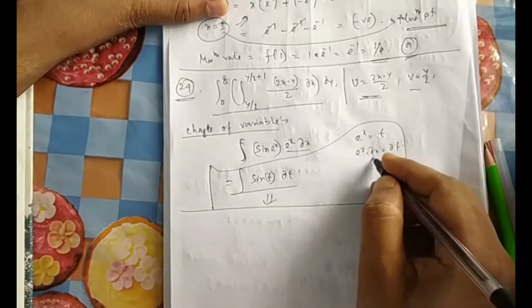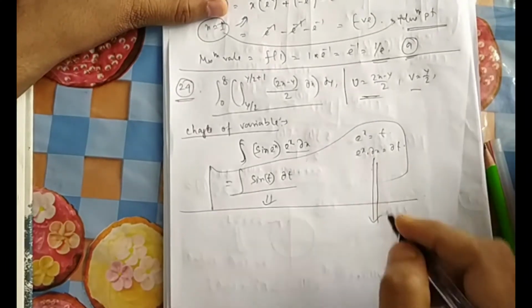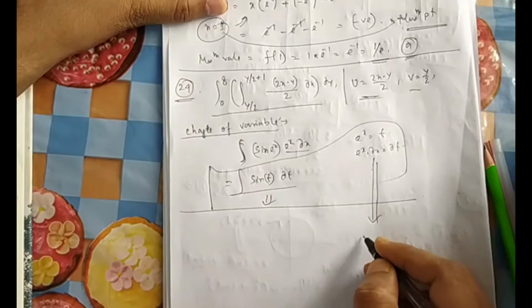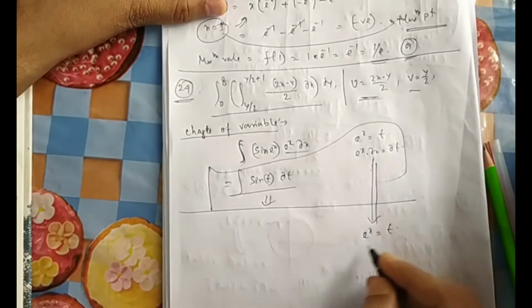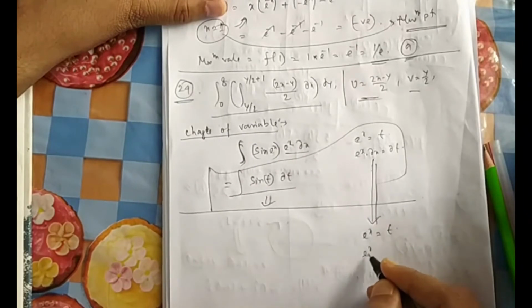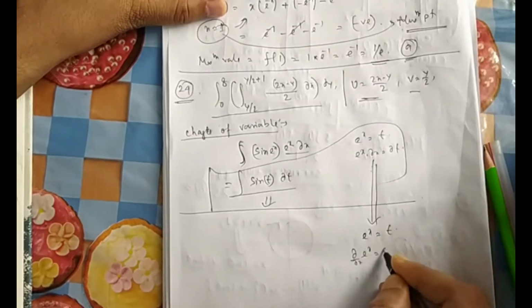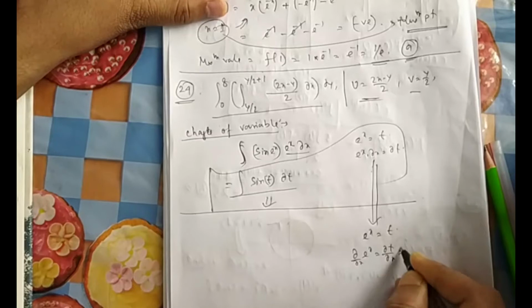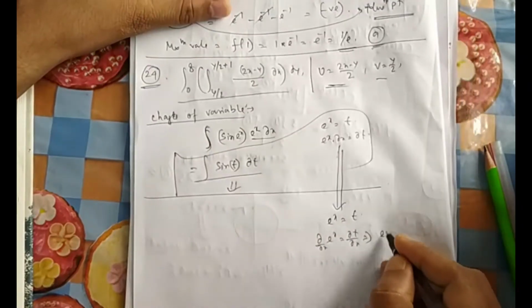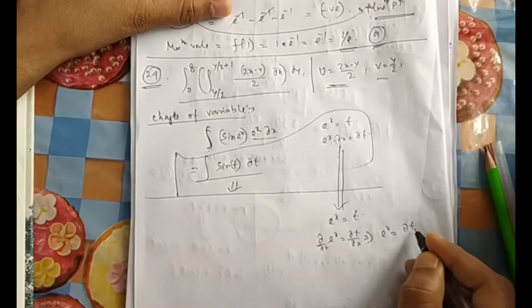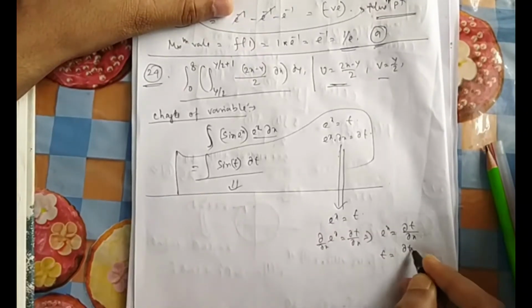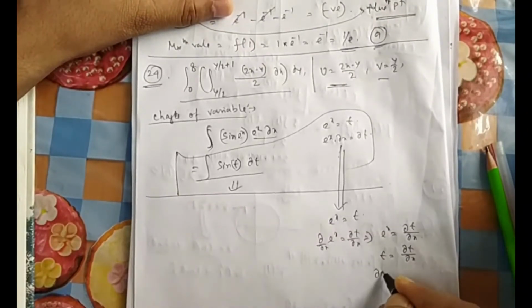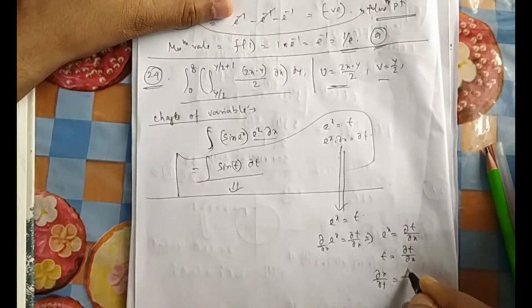Now what was there inside it? It was something of this fashion. Let us see it in a different way. e to the power x equal to t. Then you differentiate both sides with respect to x: d/dx, which will give you e to the power x equal to dt/dx, which will give you t equal to dt/dx, or dx/dt is equal to 1 by t.